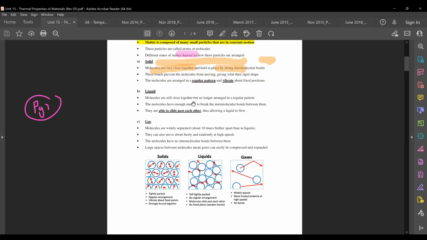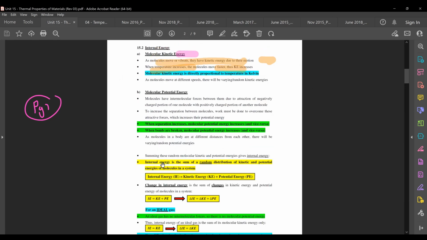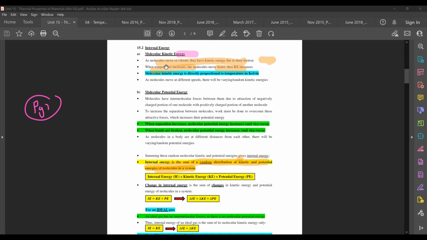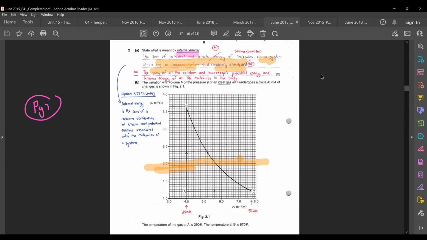The one that I put in the notes for you, where you say the internal energy is the sum of a random distribution of kinetic and potential energies of molecules in the system. This is actually the best one to use, okay? So just use this one. Don't bother with the ones that I've just written here. Just use the one that you have in the notes. Okay, then you move on to B.